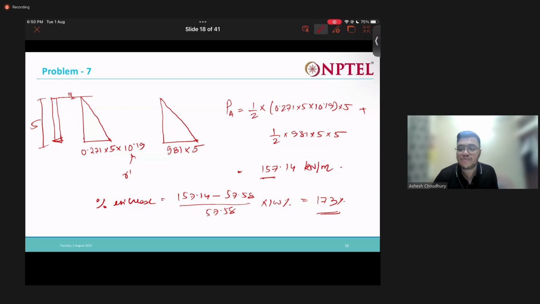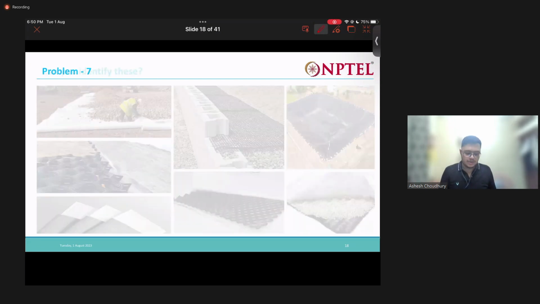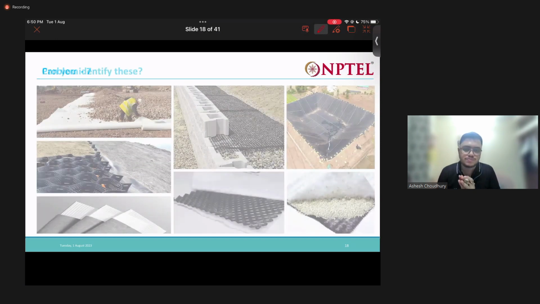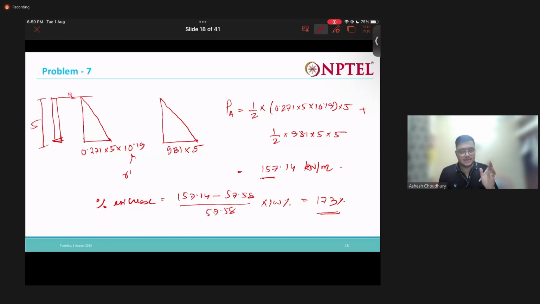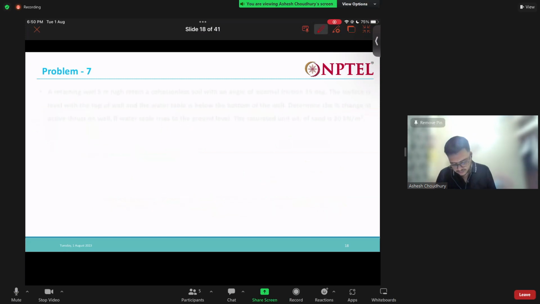So water is actually very dangerous. We cannot allow water to remain in the soil. Okay, we cannot have the backfill soil of a retaining wall in submerged condition. It's very, very dangerous.